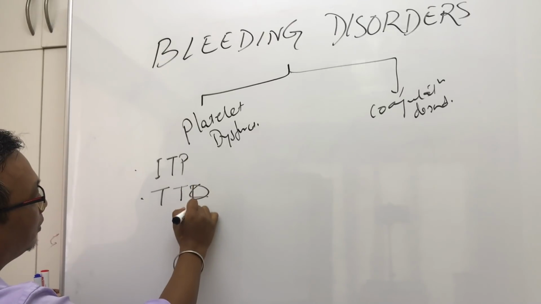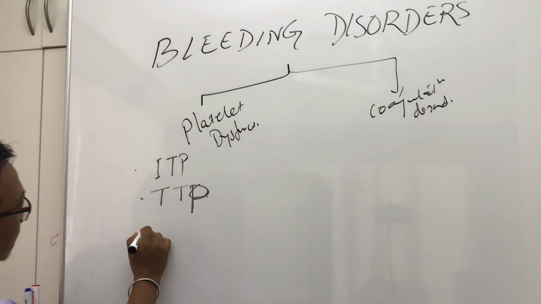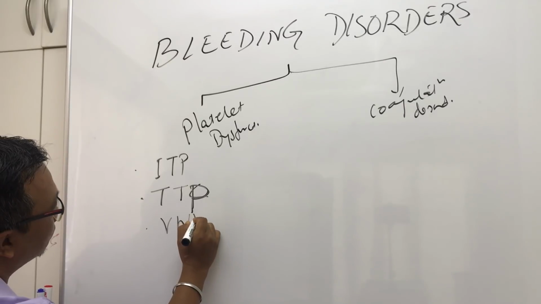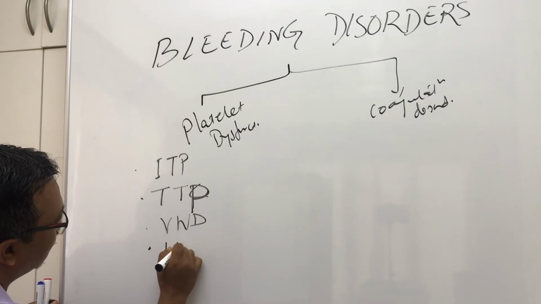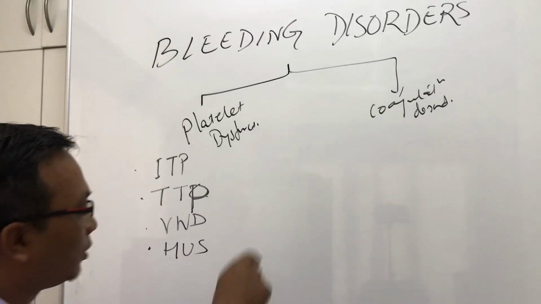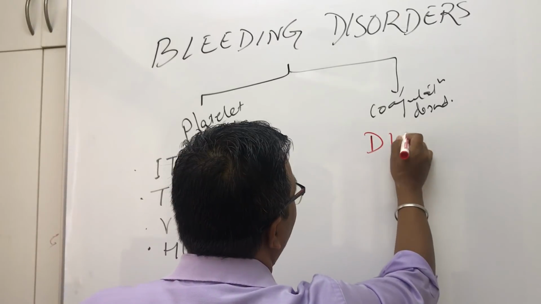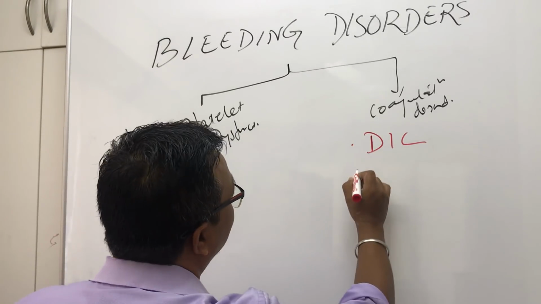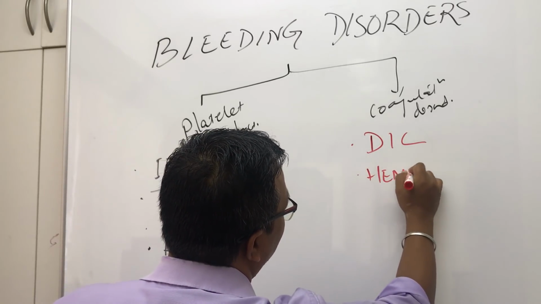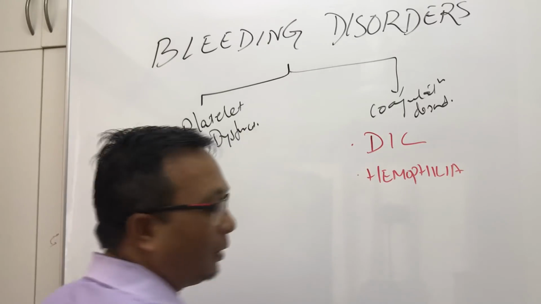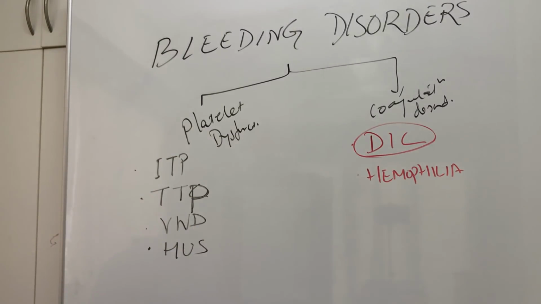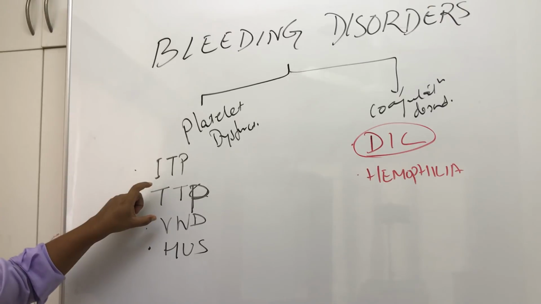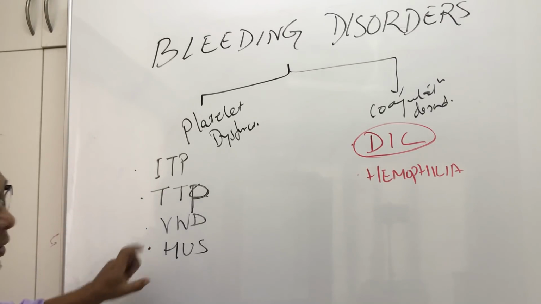TTP, and you can write von Willebrand's disease, and you can write HUS, Hemolytic Uremic syndrome. Under the coagulation disorder, you write DIC, which is also very rare, and you can write hemophilia also, hemophilia A and B. So we will not go into details in every one, but we will discuss DIC today in great detail, and let's have an overview of what are these idiopathic thrombocytopenic, thrombotic thrombocytopenic purpura, von Willebrand disease, and hemolytic uremic syndrome.